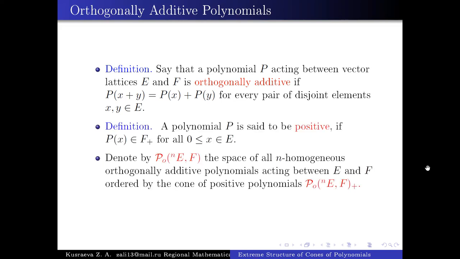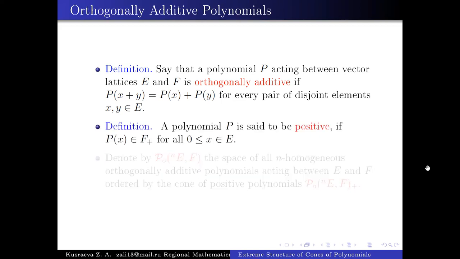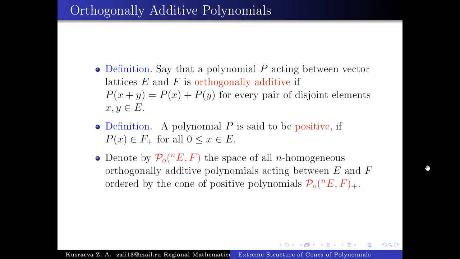One more notion is the notion of positive polynomial. A homogeneous polynomial is called positive if it takes positive values on positive elements. We'll use the following notation. By this symbol we denote the space of all n-homogeneous orthogonally additive polynomials, and again the cone of positive orthogonally additive polynomials will be denoted by this symbol with plus.